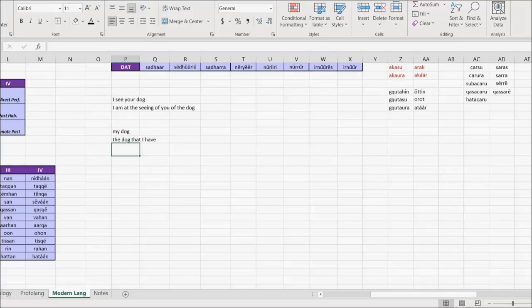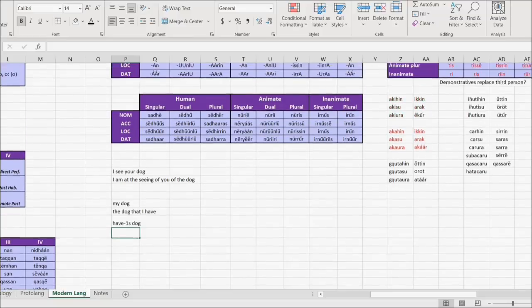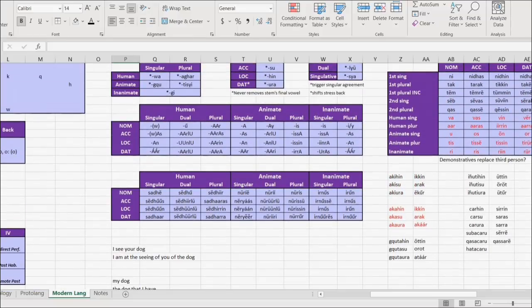But in Ainu, all you have to do is conjugate the verb in the first person, and then just stick it in front of the word dog. So it's just the "I have dog." And I, for one, think that is awesome. And it seems like such an elegant way to solve this exact problem that we're having.